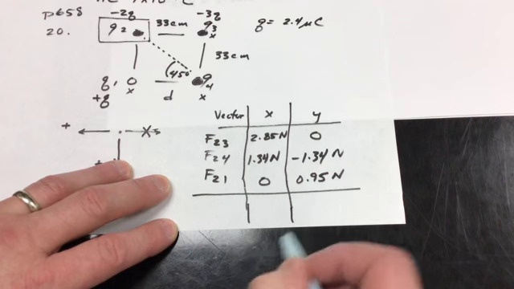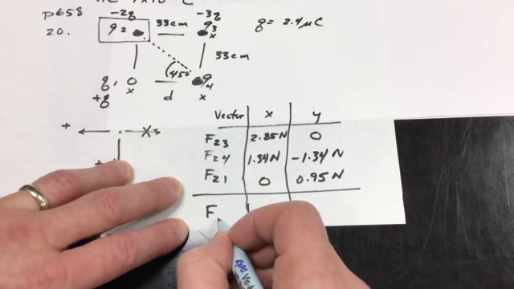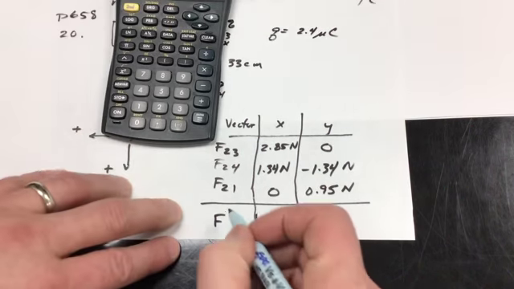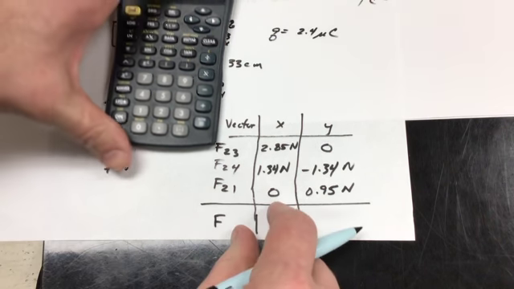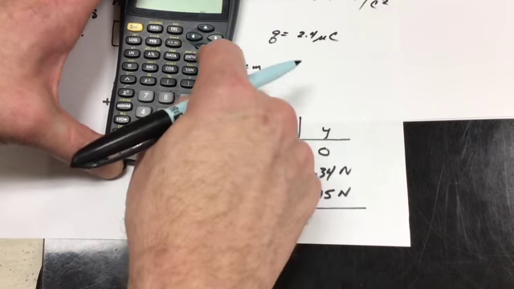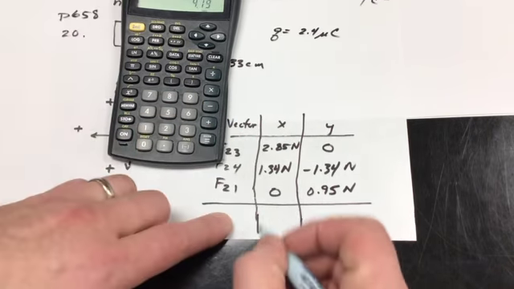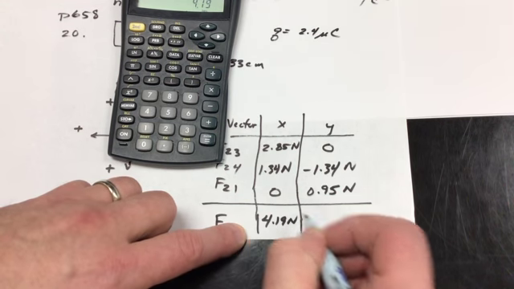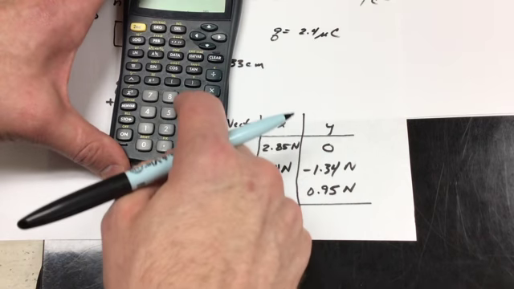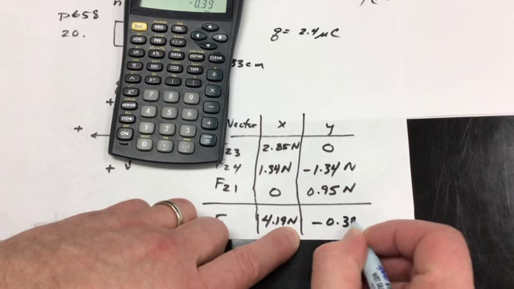Okay, so now you remember what we do here. We find our resultant vector. So our total resultant force will have components in the x and the y. It's just going to be a sum. Okay, 2.85. And we're going to add 1.34 to that. So 4.19 newtons. And in the y direction, negative 1.34 plus 0.95 is negative 0.39 newtons.